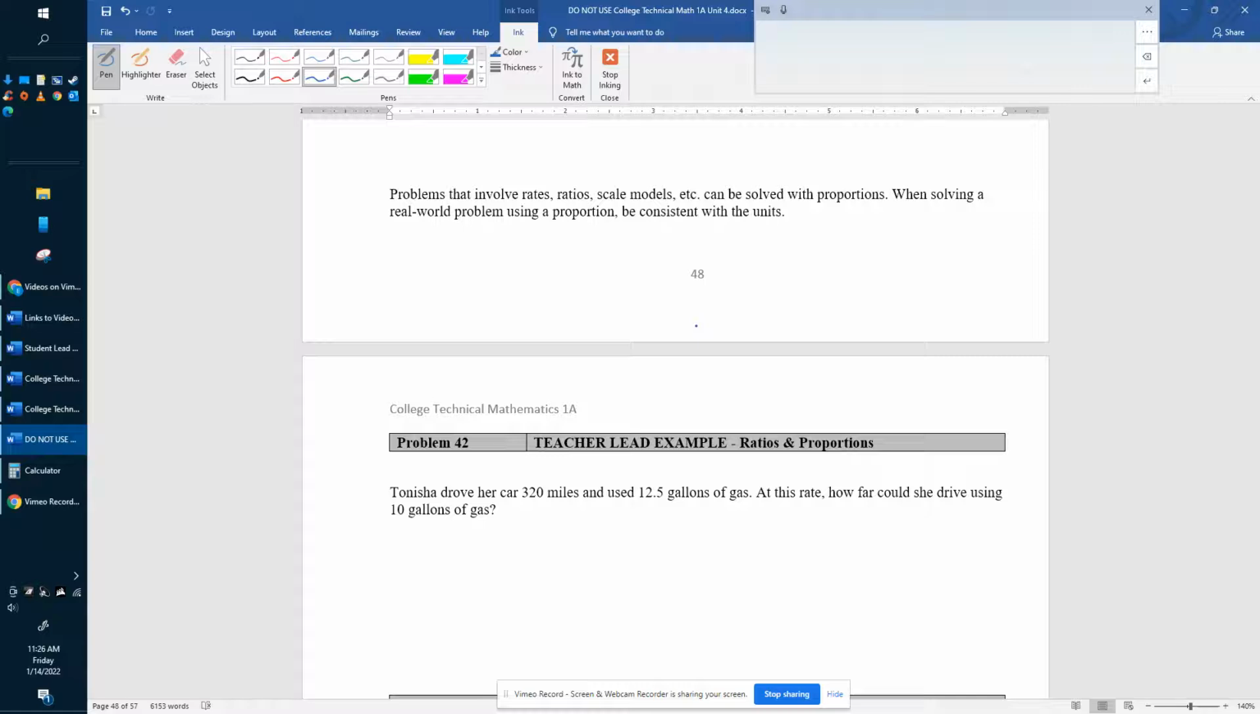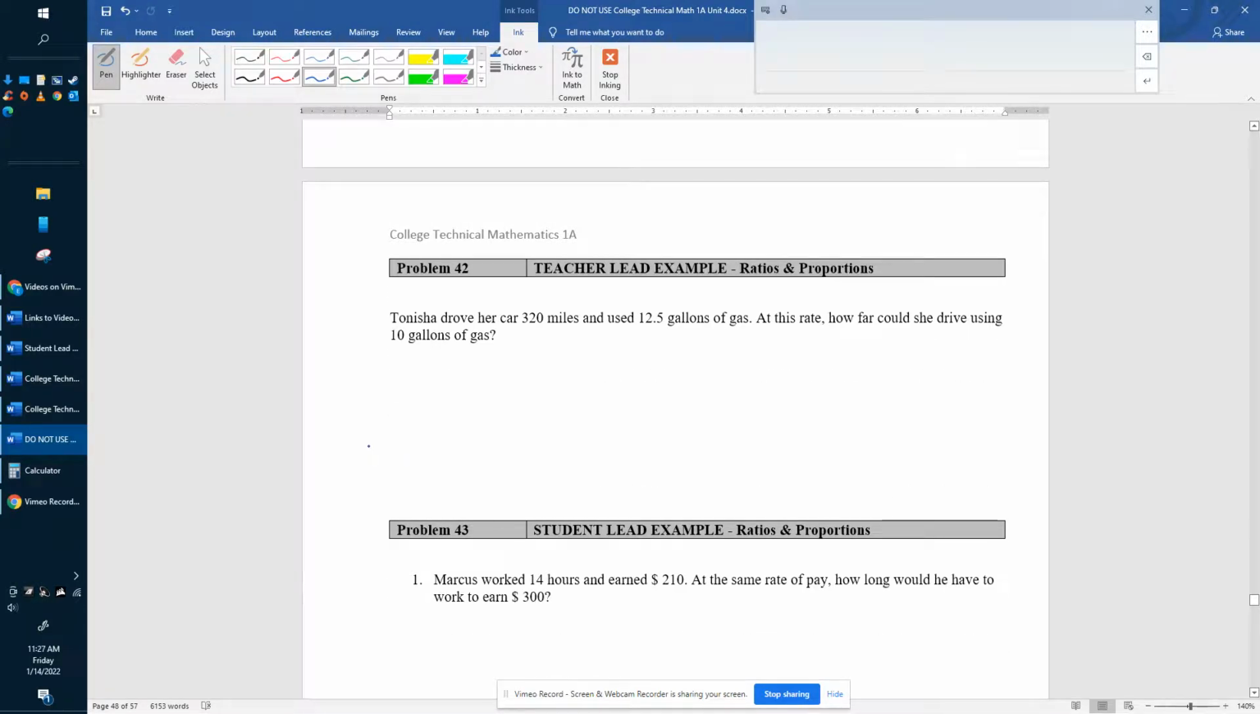When solving a real-world word problem using a proportion, be consistent with the units. So we need to make sure that if we're talking hours, we're not talking minutes on the other side. If we're talking kilometers, we're not talking miles on the other side. All of the units have to be the same.